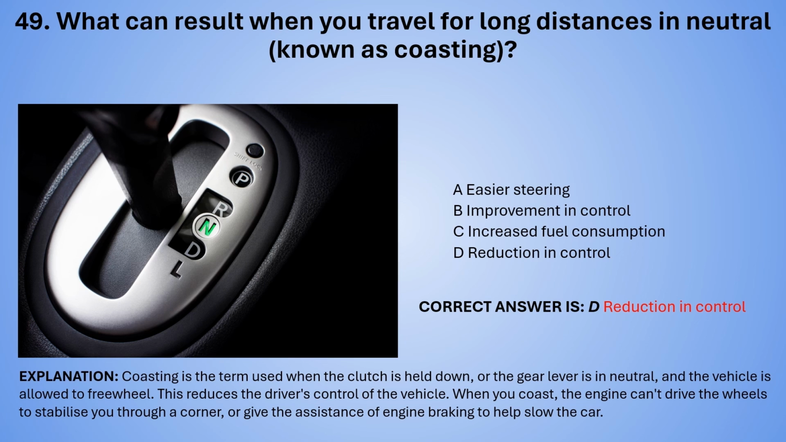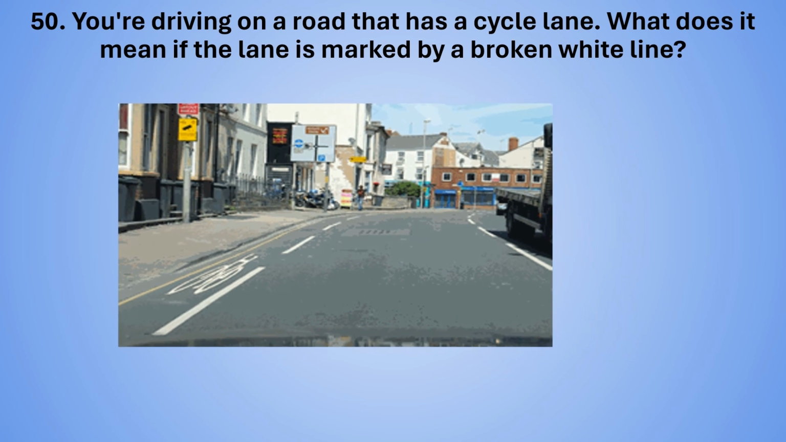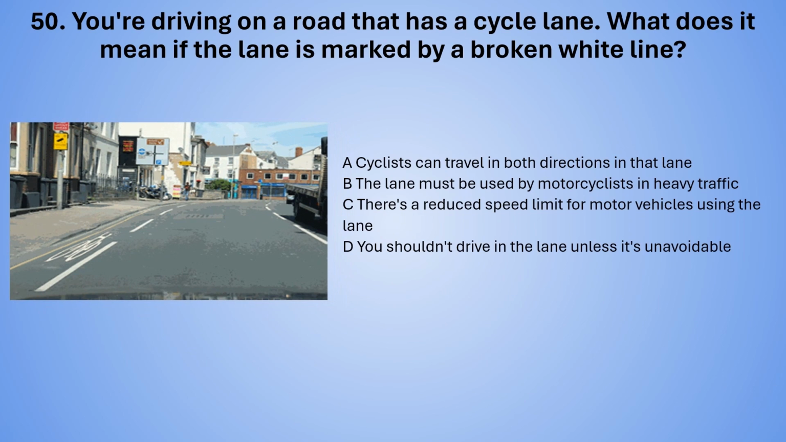And we have reached our final question for today, question number 50. You are driving on a road that has a cycle lane. What does it mean if the lane is marked by a broken white line? A. Cyclists can travel in both directions in that lane. B. The lane must be used by motorcyclists in heavy traffic. C. There is a reduced speed limit for motor vehicles using the lane. Or D. You shouldn't drive in the lane unless it's unavoidable.